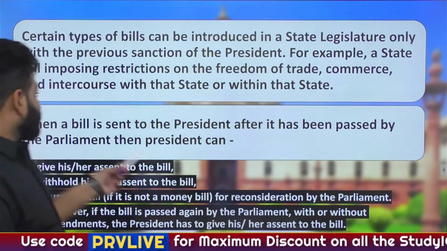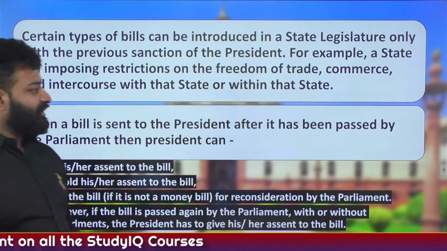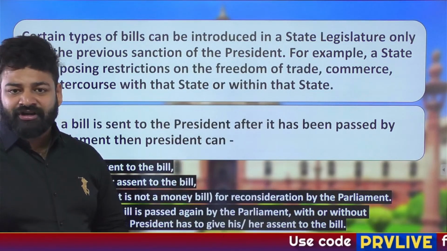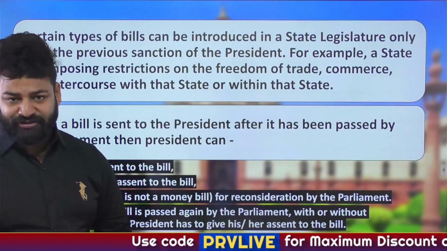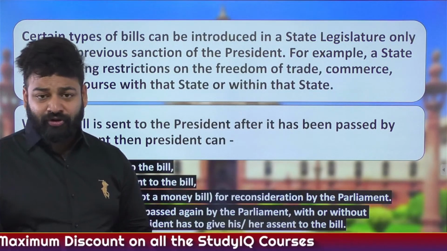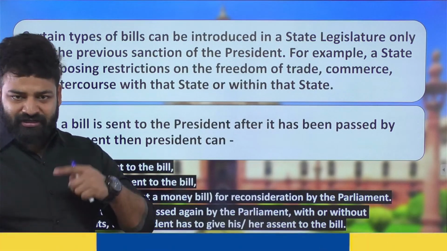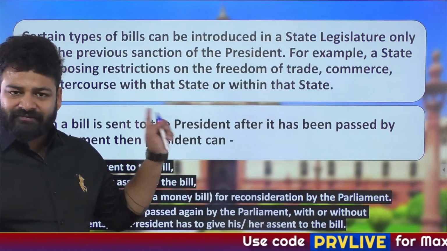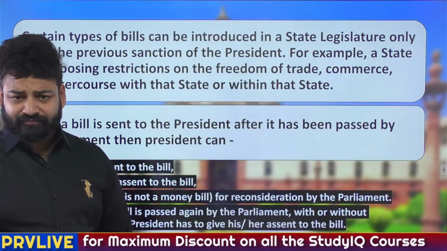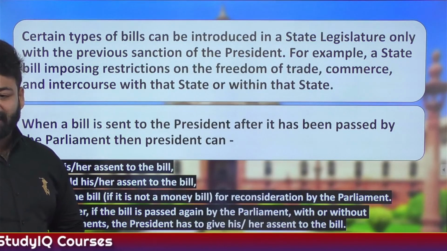For example, a state bill imposing restrictions on the freedom of trade, commerce, and intercourse within the state or outside the state, interstate or intrastate, from Article 301 to 302. So any bill that imposes any sort of restrictions or changes on interstate or intrastate trade will also require the prior assent of the president to be introduced in any state legislative assembly.